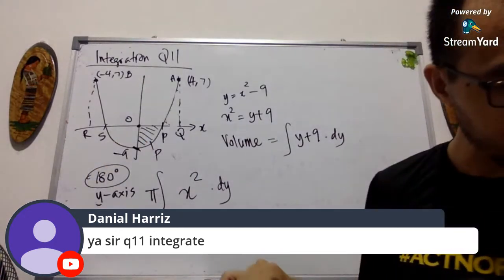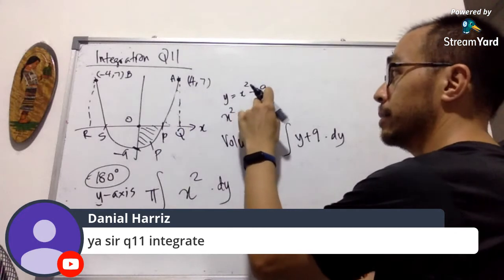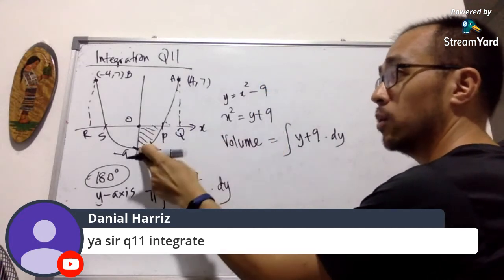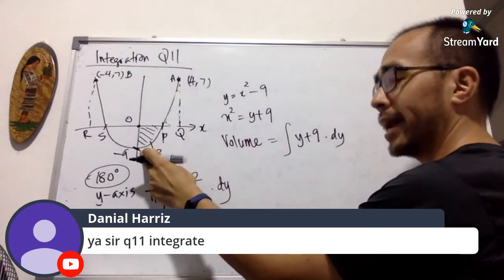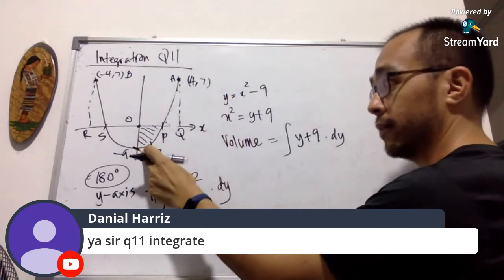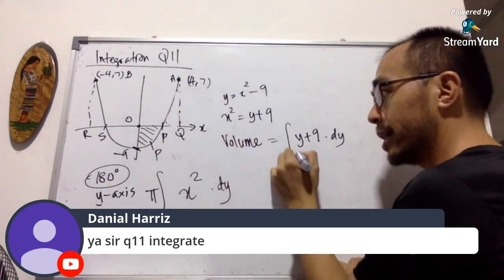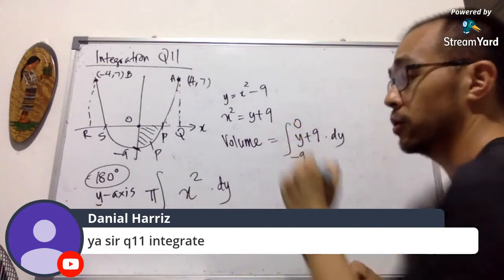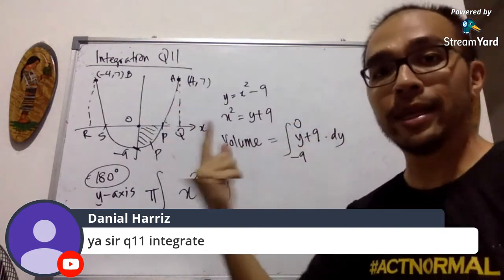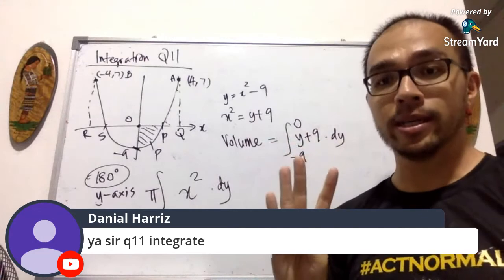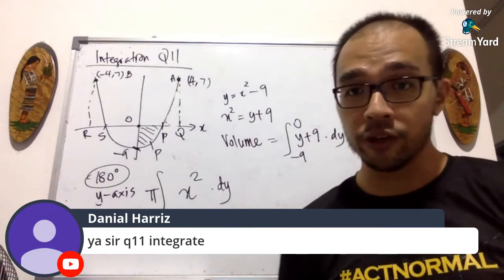Because the minimum point is negative 9. When x equals 0, y equals negative 9. So our integration will be from negative 9 to 0. This whole section over here, you rotate 180 degrees only. Okay, then you divide by 2.